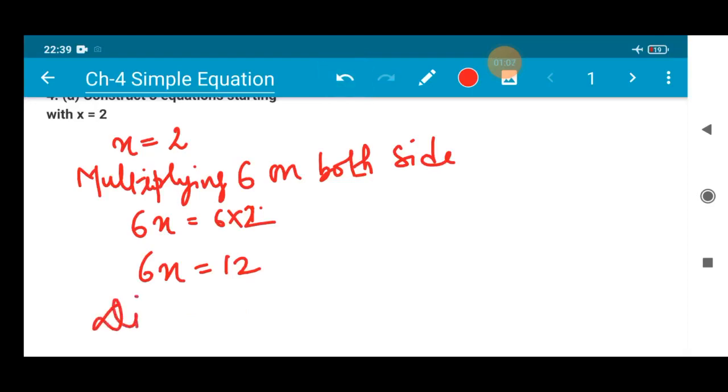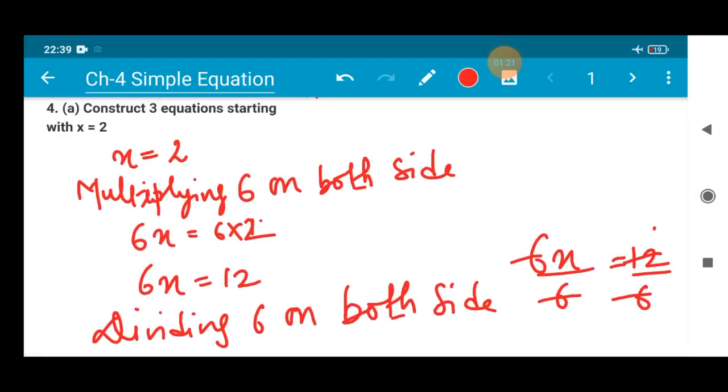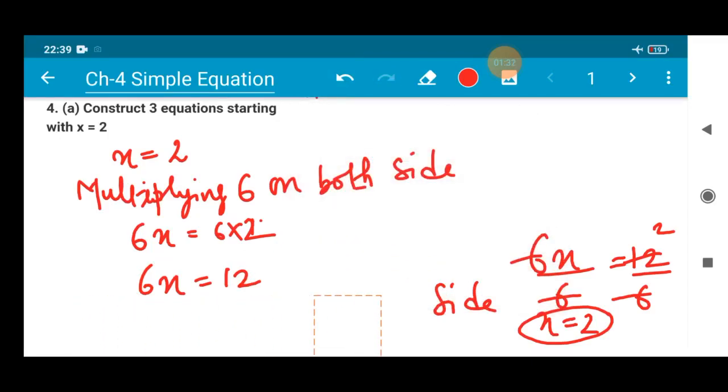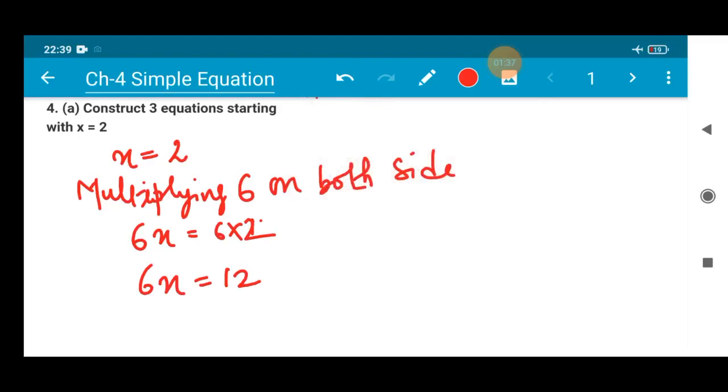If I divide 6 on both the sides, we will be getting 6x by 6 is equal to 12 divided by 6, which results in x is equal to 2, isn't it? So just have a look. By multiplying with 6 also, the value is not altering. That means x will remain x is equal to 2 only. We don't have to show all this, but just for proving I have shown you that 6x is equal to 12 also indicates x is equal to 2.